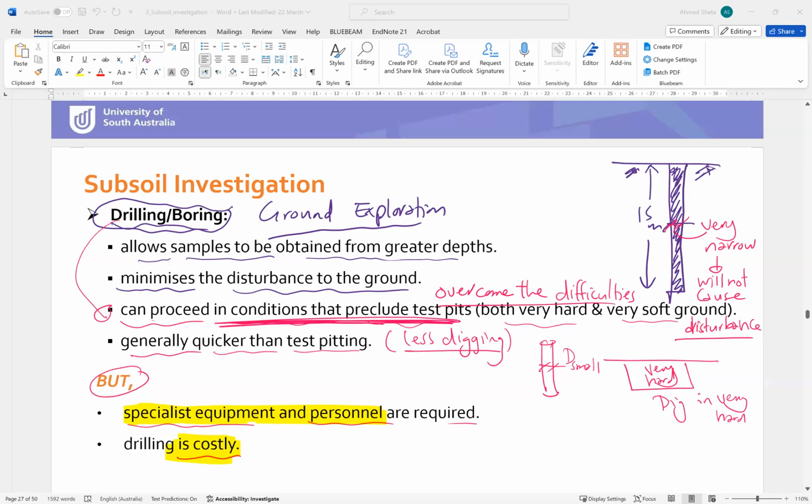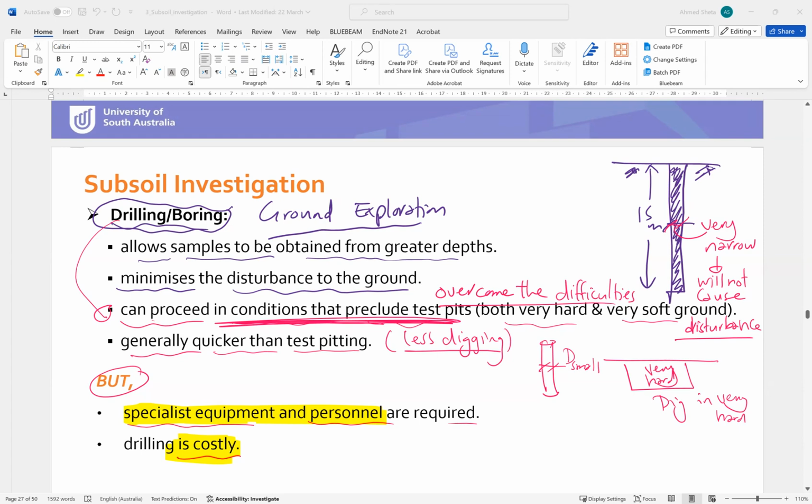Hello everyone. So now we are going to week 6, lecture number 4 of the course. We will continue on the previous topic, subsoil investigation, and then we will get into the new topic, footing design.